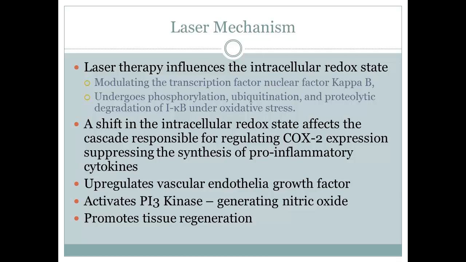This generates, as I mentioned, nitric oxide, and we're able, through all of this, to now deliver greater blood flow, nutrient flow, oxygen flow, removing ischemic conditions, hypoxic conditions. We're able to now promote a healthier environment for tissue regeneration. All of this by delivering a single wavelength at a specific power output.